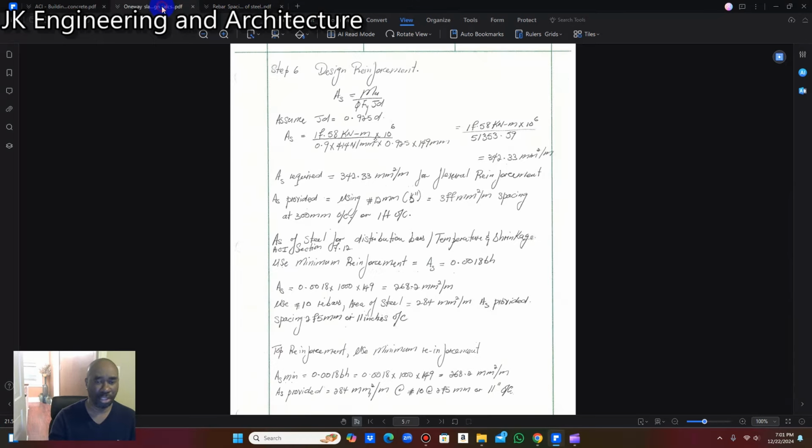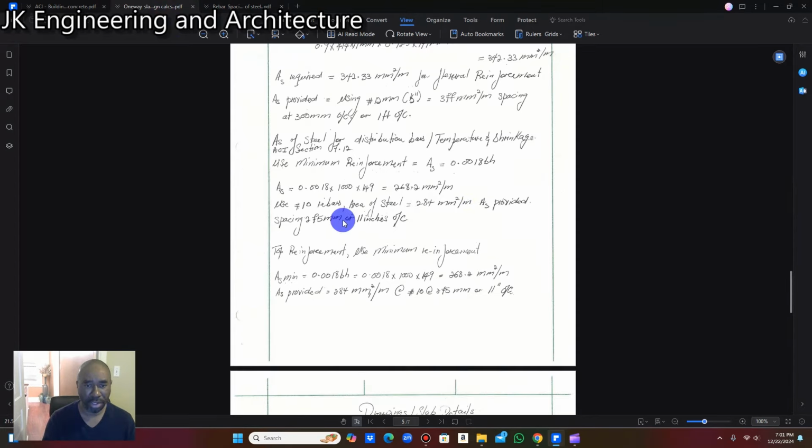So we use number 10 reinforcing bars with an area of steel of 284 millimeter square per meter as our area of steel provided, and we're going to space them at 275 millimeter or 11 inches on center. So that is for our distribution bar or our temperature and shrinkage bar.